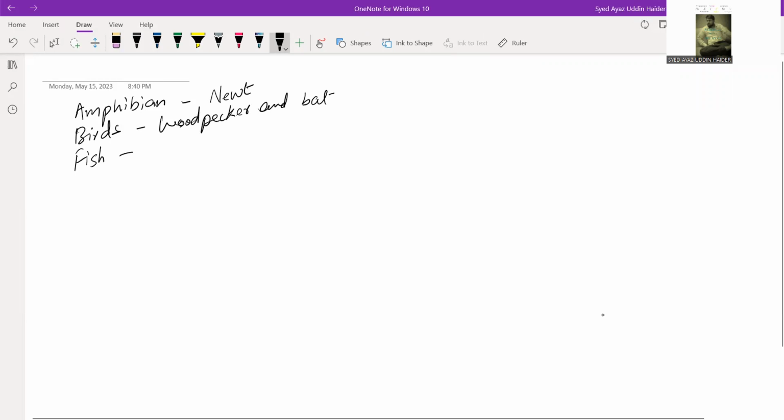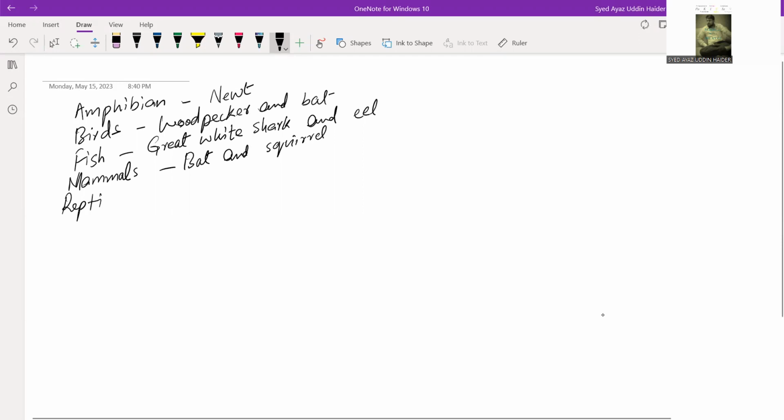In fishes, we have great white shark and eel. Great white shark is also included in mammals. Mammals, you write bat and squirrel. Reptiles, we have chameleons, alligator, and tortoise.